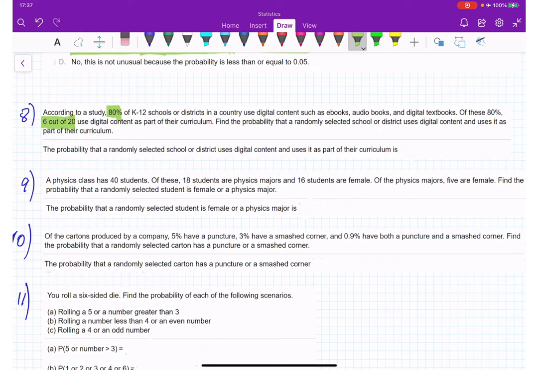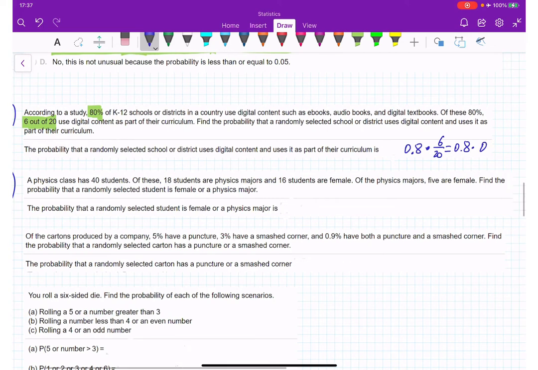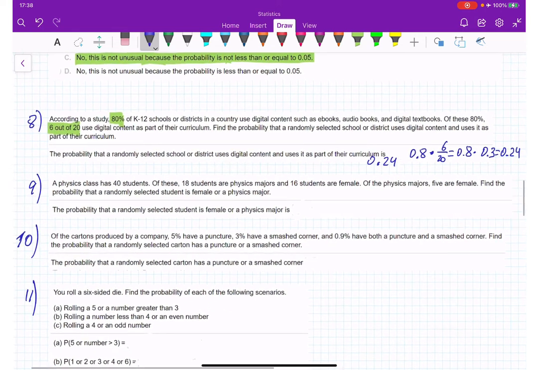So 80%, which is going to be 0.8. And the other part is using 6 out of 20. So times 6 out of 20. So it's going to be 0.8 times 0.3. And the result will be 0.24. So 0.24 is the answer for the first question. Actually, that's the only question for question number 8. Moving to question number 9.